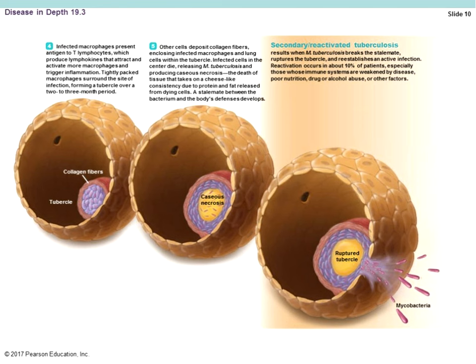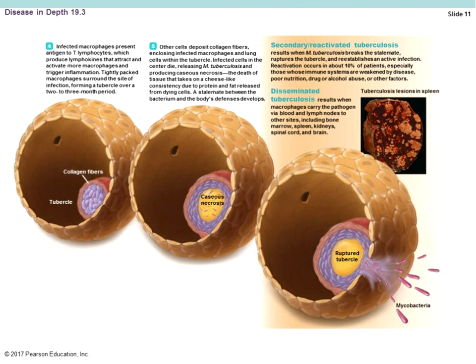Now, for secondary or reactivated tuberculosis, this happens when tuberculosis actually wins that stalemate, and the tubercle is going to rupture, reestablishes the active infection, and reinfection occurs in about 10% of patients, especially those that don't have a very strong immune system, or those who have poor nutrition, alcohol or drug abuse, or other factors.